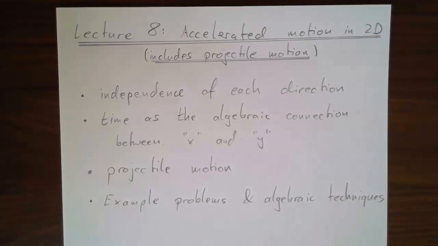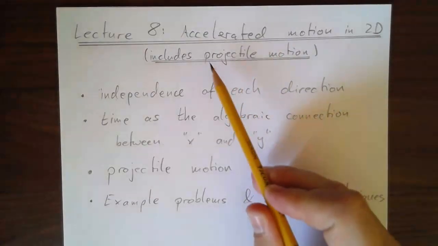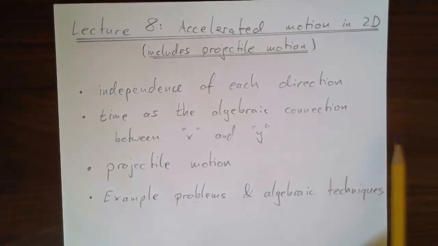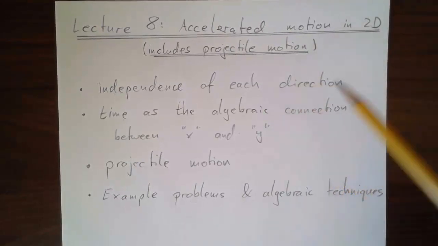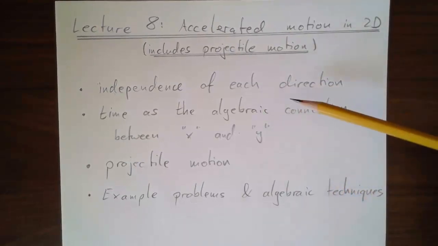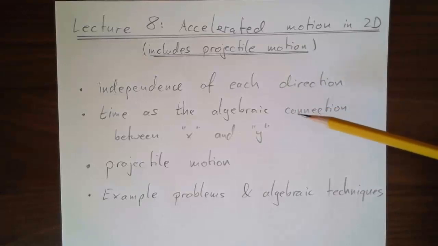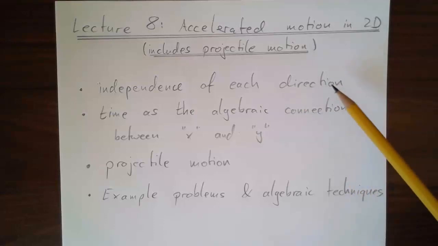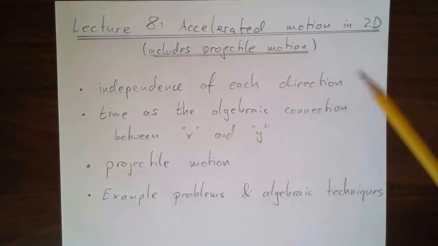Welcome to lecture 8, in which we're going to talk about accelerated motion in 2D, which includes projectile motion. It's a very common type of motion, lots of examples in the book on this one, and we'll talk about what it is. Now, the principles we're going to need for this are essentially only things we've covered already. The idea that each direction is independent of each other, like we saw in the case of the boats crossing the river.